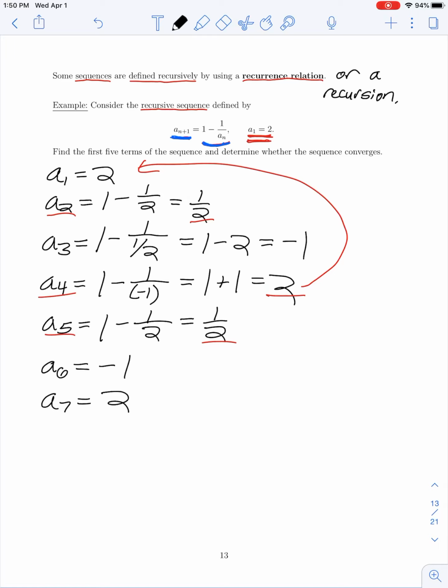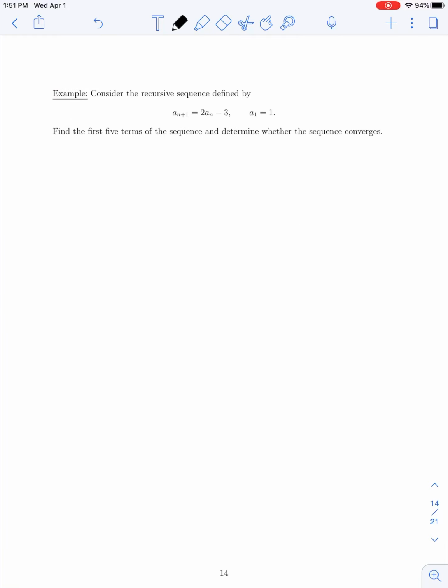So we've listed our first 5 terms, and the second part of this example asks us to determine whether this sequence converges or diverges. And we see here from listing out the first several terms that the terms in our sequence will keep repeating. So in this case, there is no one number which the terms of our sequence are approaching. So we would say that this sequence diverges by oscillation. There is no single number which we ever are approaching.